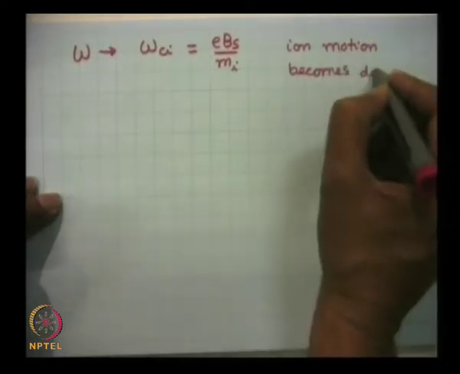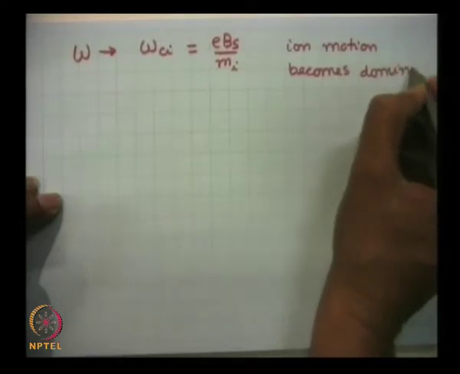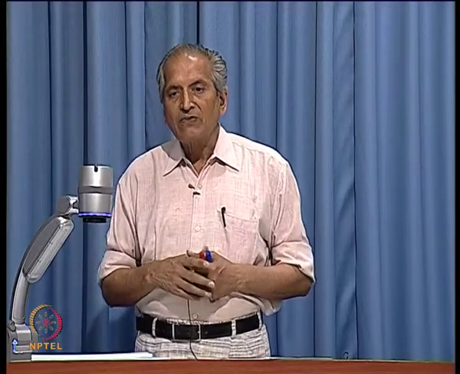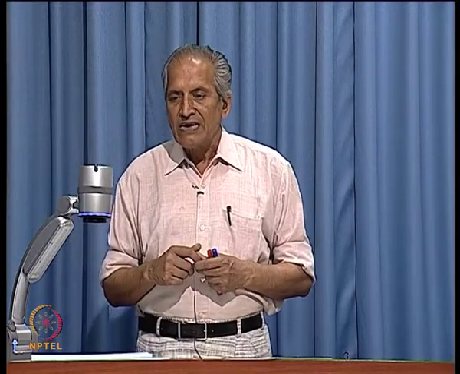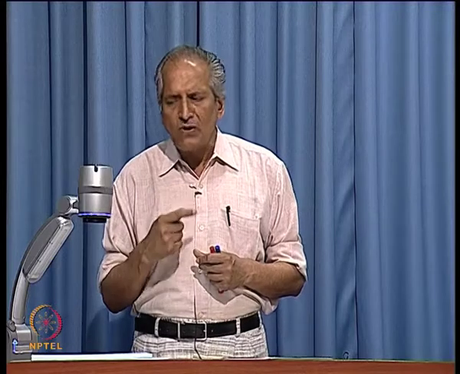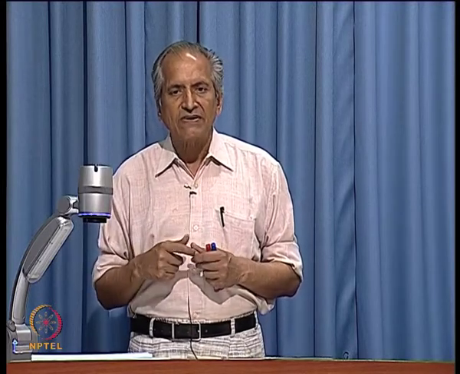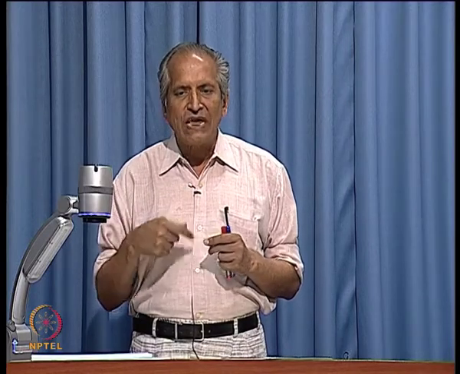Becomes dominant. This is a very important characteristic of a magnetized plasma. In an unmagnetized plasma, the ion response was unimportant because the mass was too heavy. But what really happens when you apply a magnetic field is that the electrons cannot respond to an electric field perpendicular to the magnetic field, because they gyrate about the line of force.